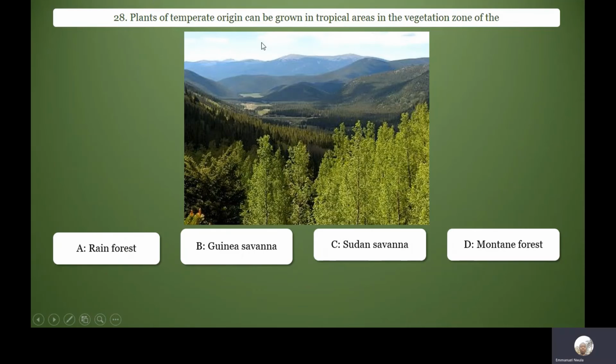Plants of temperate origin can be grown in tropical areas in the vegetation zone of the montane forest. Correct option here is D. Forests on mountains can be very, very cold, just like the temperate regions of the world. So the correct option here is D.